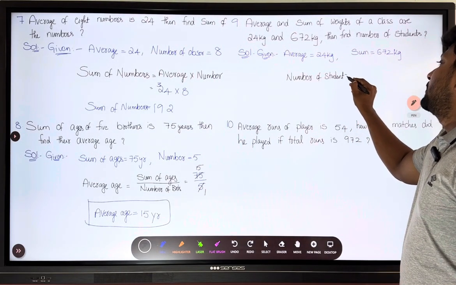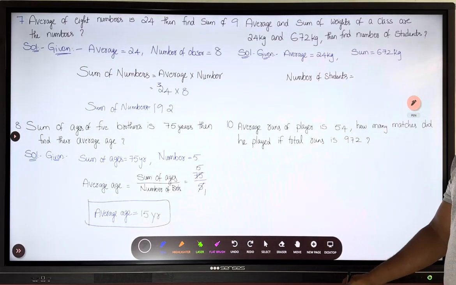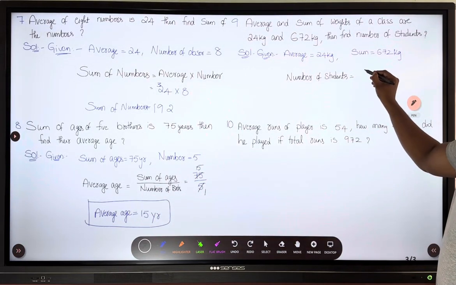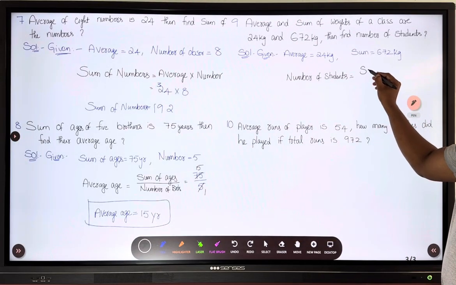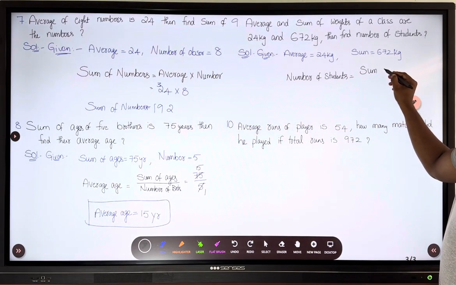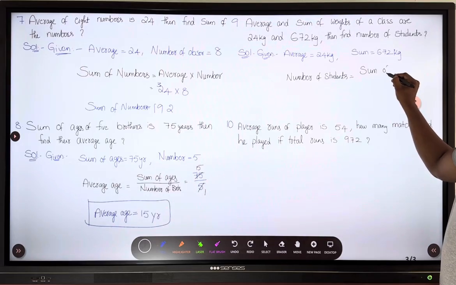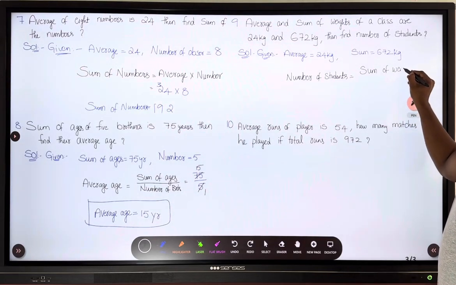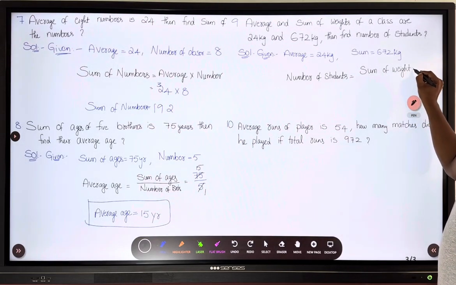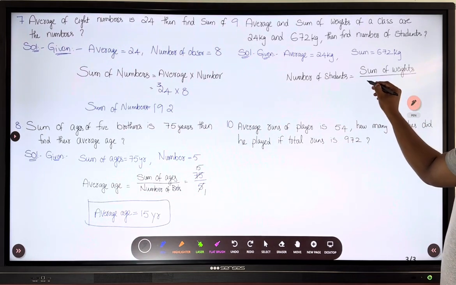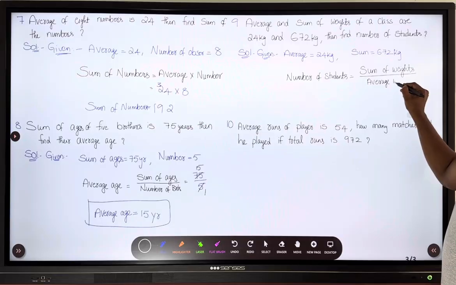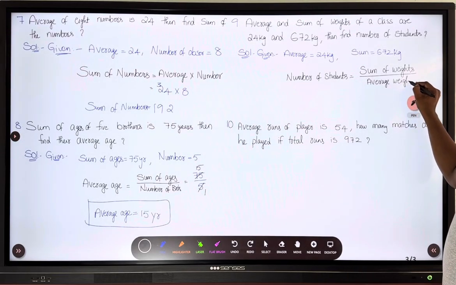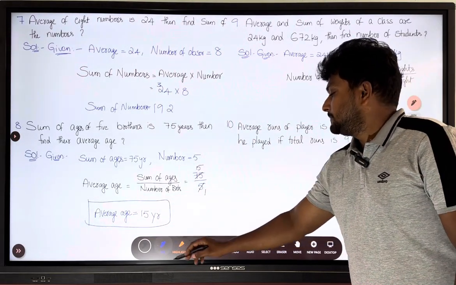Formulas ఏమున్నాయి చూడండి. Number of observations formula ఏంటి? Number of observations equals to sum of observations divided by average. Sum of observations, sum of weights. ఇక్కడ observations ఏమవుతాయి? Weights. Sum of weights by average weight. Average weight of students. Right?